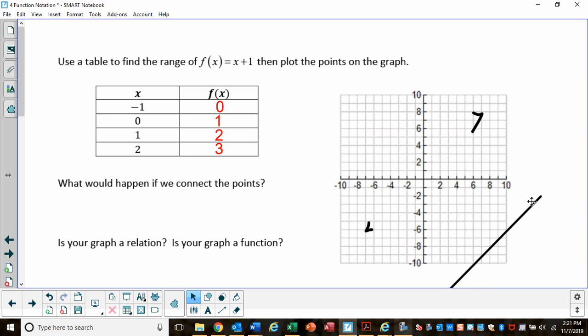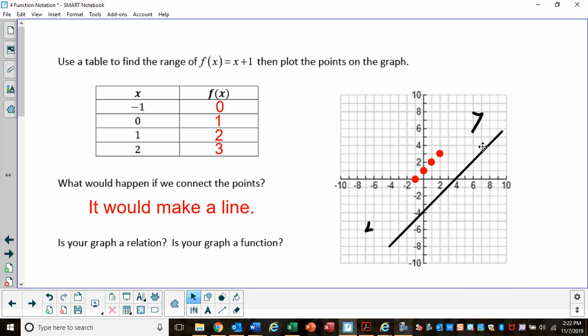I'm just going to move this off to the side because I don't need this right now. So what I'm going to do now is plot these points on the graph. Okay? So I've got negative 1, 0; 0, 1; 1, 2; and 2, 3. Now that I have these points, what would happen if I connected the points? Well, they would make a line, just like this. And that line, every time we have a connected line like this, it means all these ordered pairs that are on this line are part of this function.